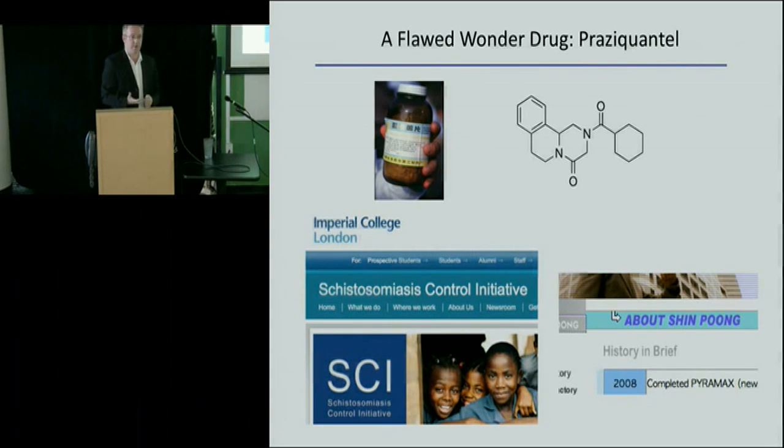Another thing we might want to do is try to find out how the drug works. And still, after more than 30 years of use, the mechanism of action of this compound isn't known, which is quite extraordinary. Apparently quite a common situation in parasite medicine.